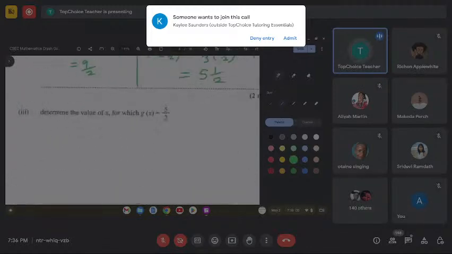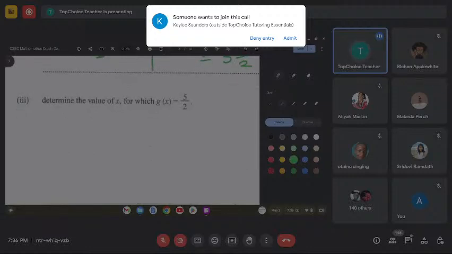All right, I'm moving on quickly to number 3. If you have questions, just let me know. I don't know how many of you might be familiar with number 3, but they want you to find a value for x in which g of x is equal to 5 over 2.